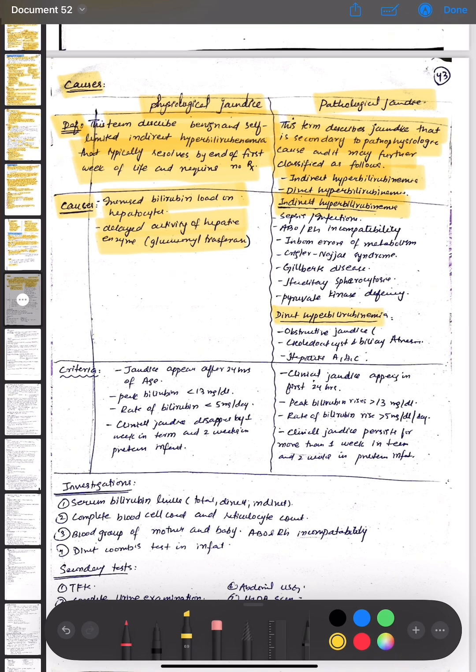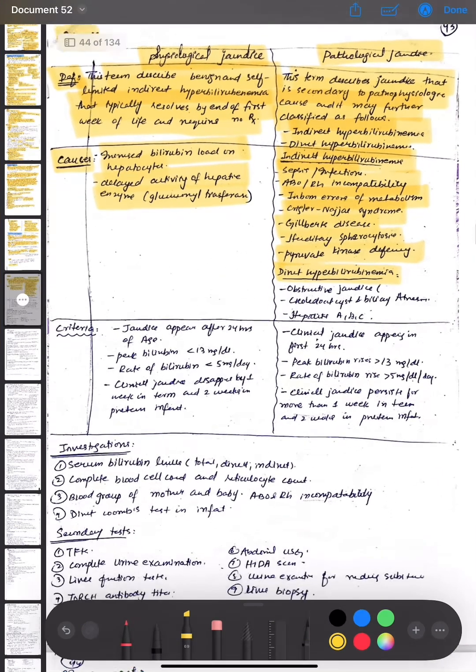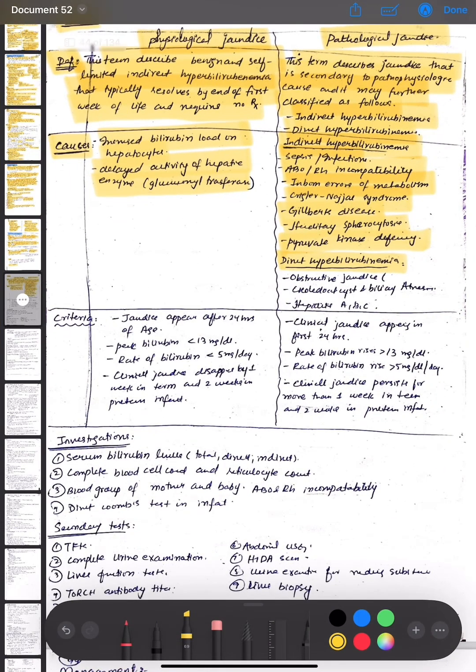In indirect hyperbilirubinemia, sepsis and infection, ABO or RH incompatibility, inborn errors of metabolism, Crigler-Najjar syndrome, Gilbert's disease, hereditary spherocytosis, and pyruvate kinase deficiency are the causes of pathological jaundice. For direct hyperbilirubinemia, obstructive jaundice, choledochal cyst, biliary atresia, and hepatitis A, B, and C are the causes of pathological jaundice.